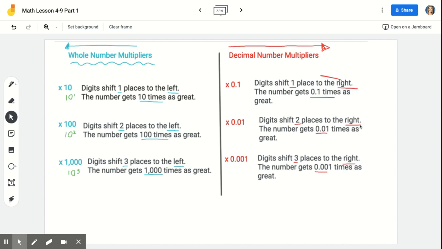When we shift to the right, our products are getting smaller in value. When we multiply by whole numbers or shift to the left, our products are increasing in value.